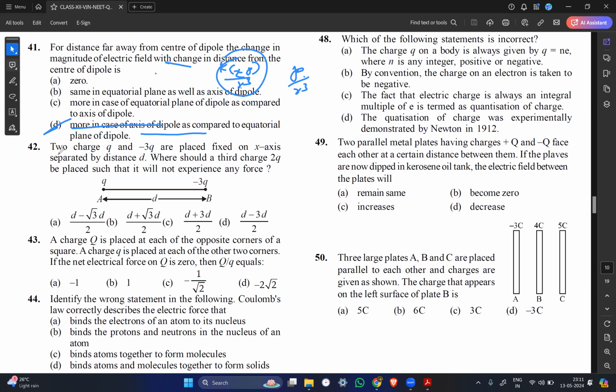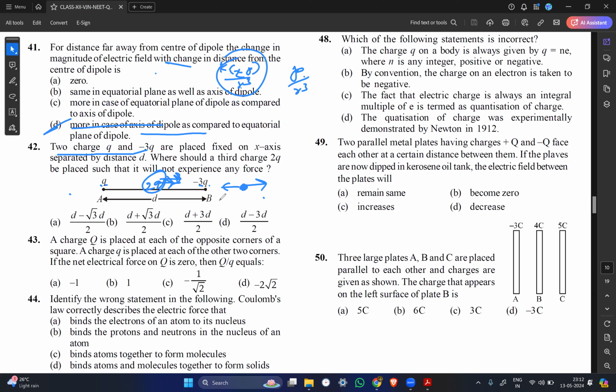Then two charges plus q and minus q are placed on the x-axis separated by distance d. Where should a third charge 2q be placed so that it will not experience any force? We give 2q, this will repel, this will attract, so this will not happen. So it should be either this side, where this will attract, this will repel, or that side.